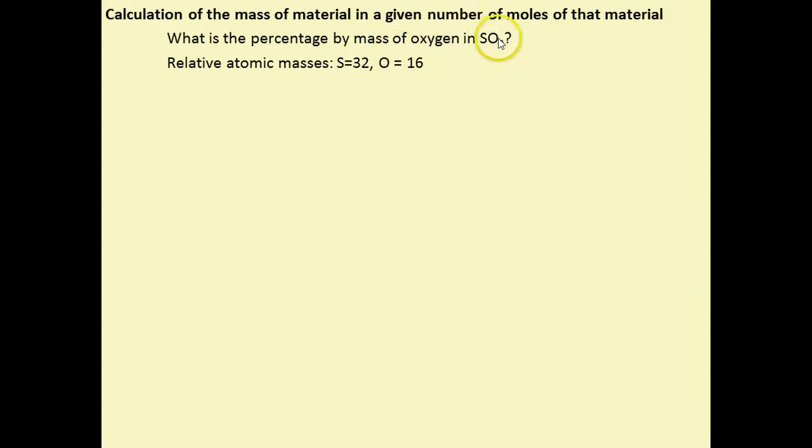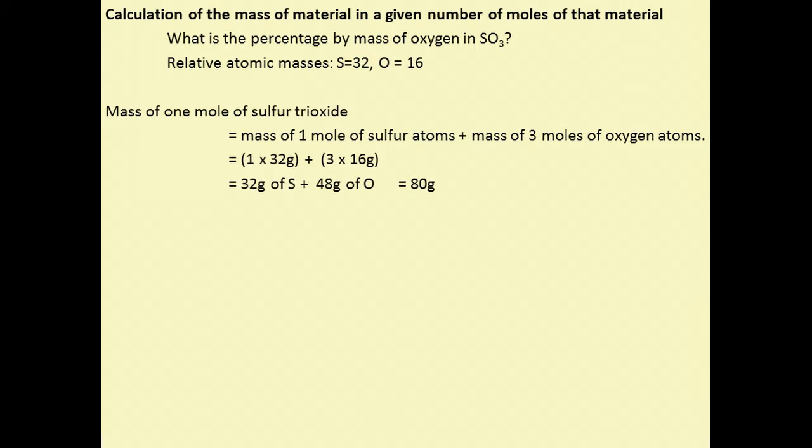sulfur trioxide as we have a formula written here. We can see it's made up of 1 mole of sulfur atoms plus 3 moles of oxygen atoms. We can see this 80 grams is made up of 32 grams of sulfur and 48 grams of oxygen. We could also just work out the mass of oxygen as a separate calculation.